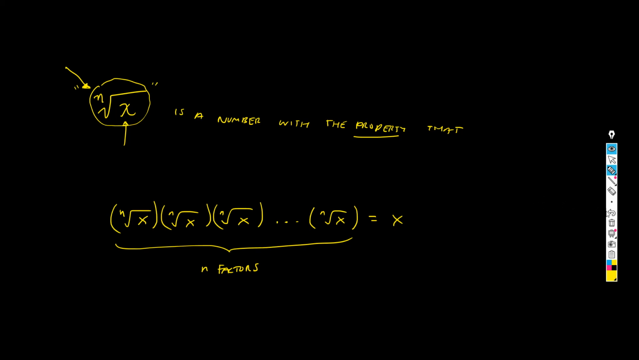Let's put into work this definition with some examples. For example, following that definition, if I write the square root of 3 times the square root of 3, this is by definition 3. Why? Because I'm multiplying this number by itself 2 times, as many times as the index is telling me, and I'm going to get the same number inside the radical. Another example.